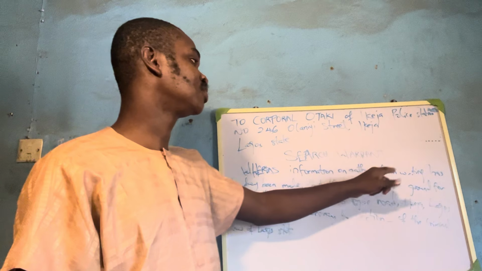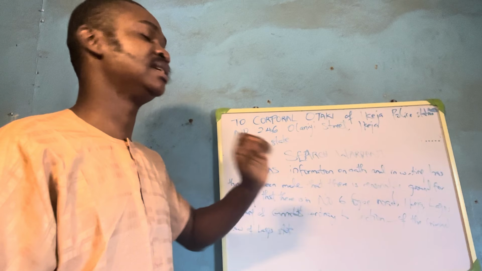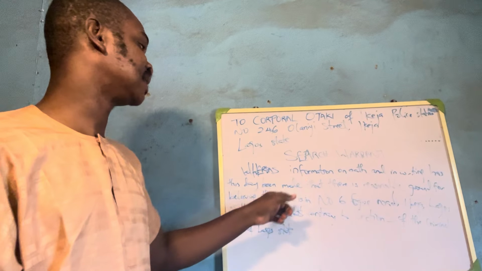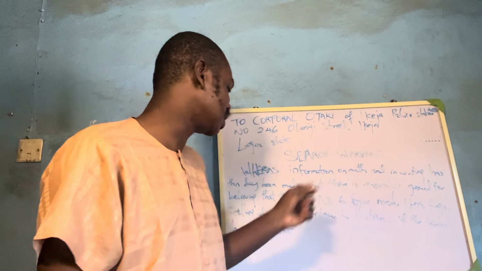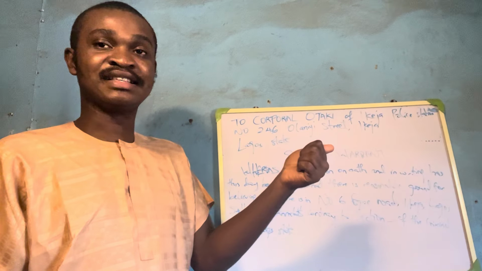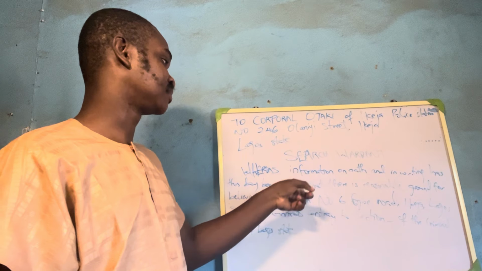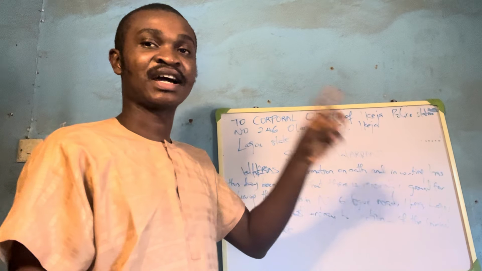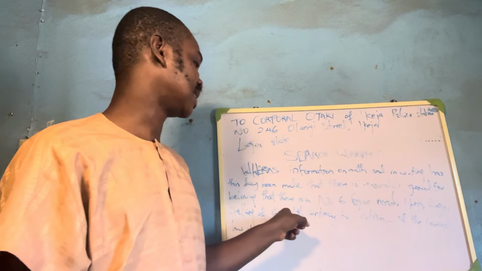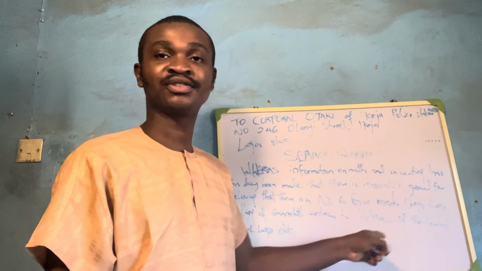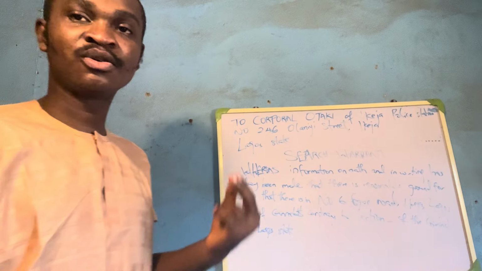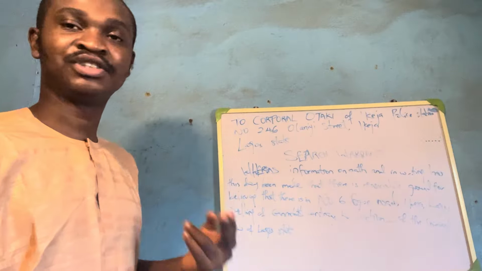So I'll take it again. Whereas information on oath and in writing has this day been made that there is reasonable ground for believing that there is at number 6 Egbe Road, Ikeja, Lagos, selling of cannabis. See, the address: there is at number this. Items to be searched: selling of cannabis. Contrary to section this of this. Now we'll go into the next paragraph, which is now what?